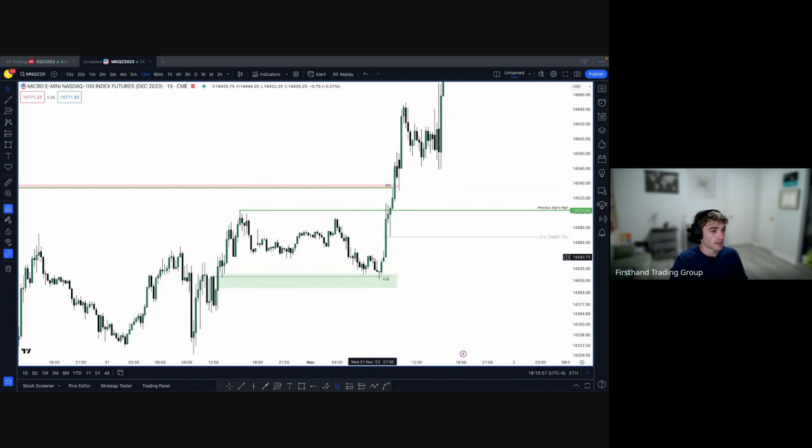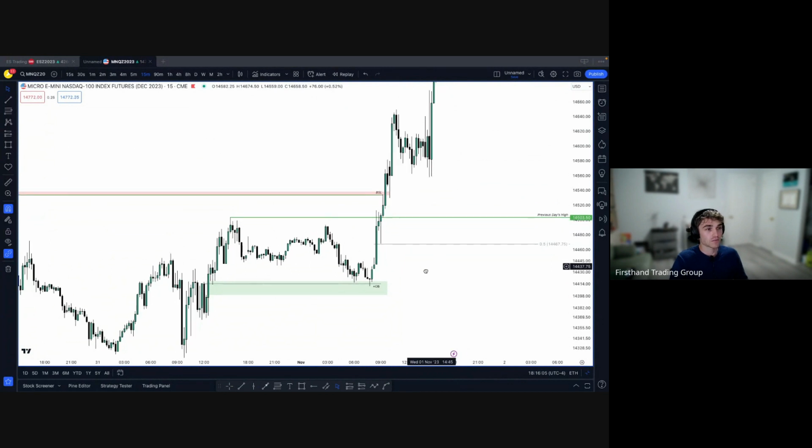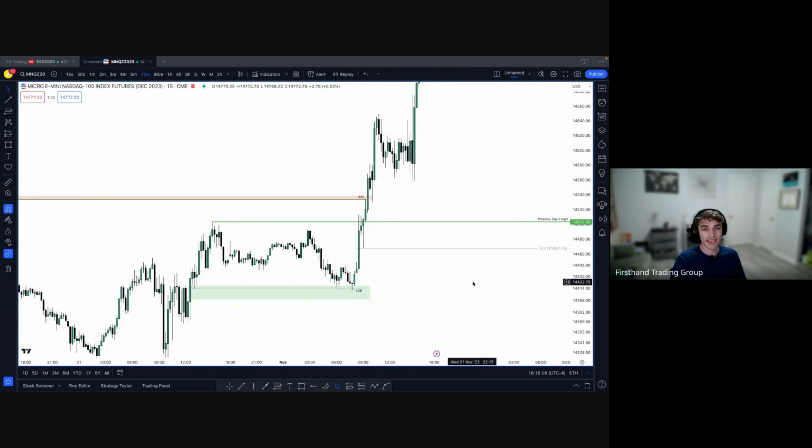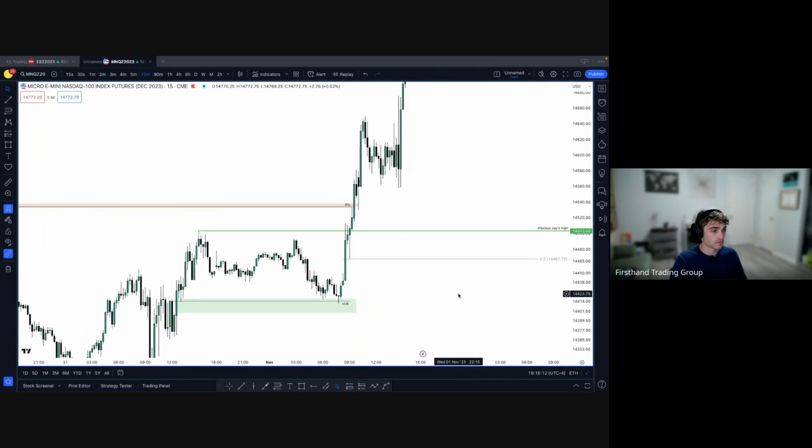Price trades up, trades through the highs, drops back down into a 15-minute inefficiency right here. And this is where I want to jump into the example of AMD. That's accumulation, manipulation, and distribution, right?